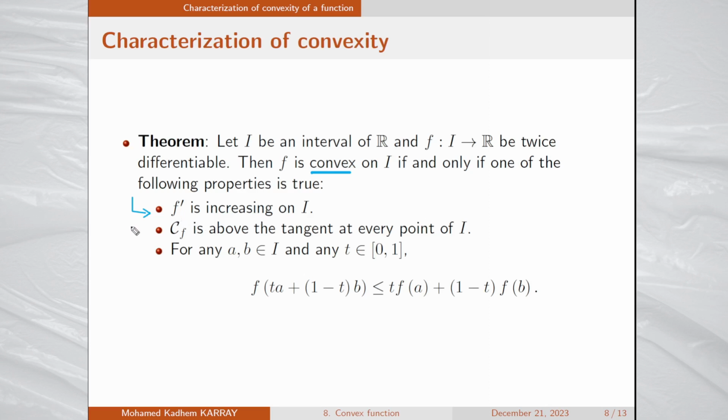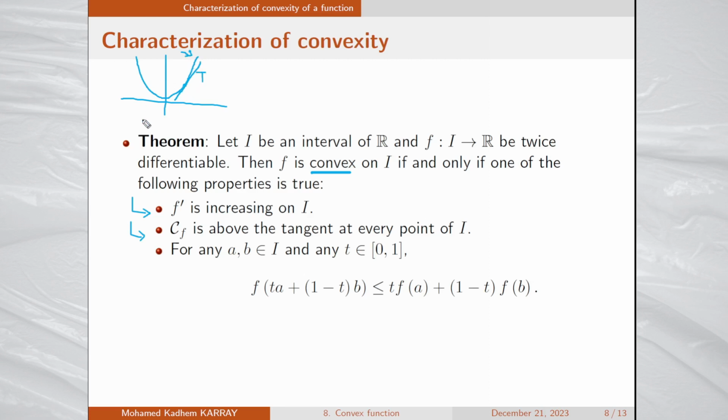The second property says that the curve of f is above the tangent at any point of the interval I. So let's draw roughly the function x squared, and let's consider the tangent at some point here. So you see that the curve of f is above the tangent t at this point.